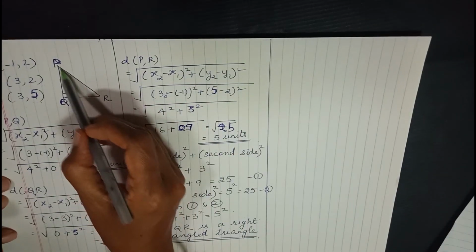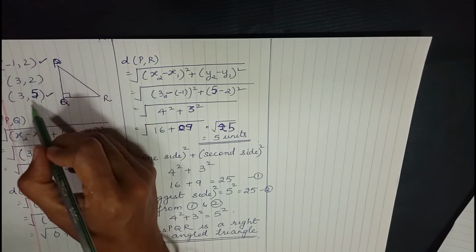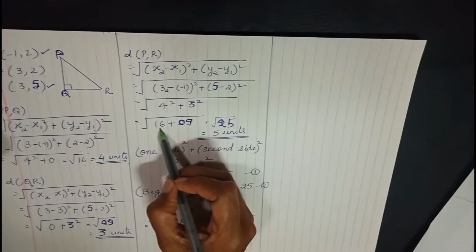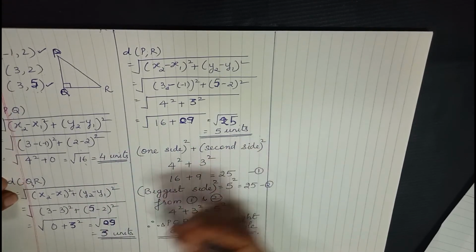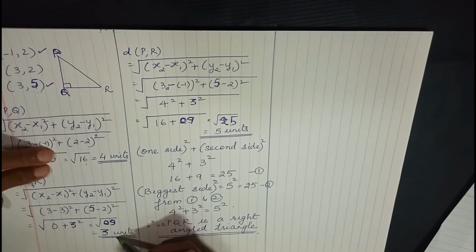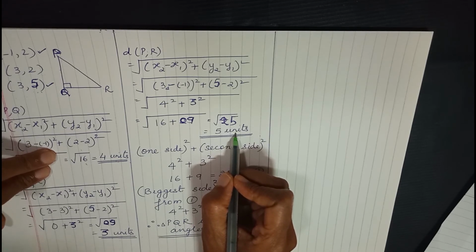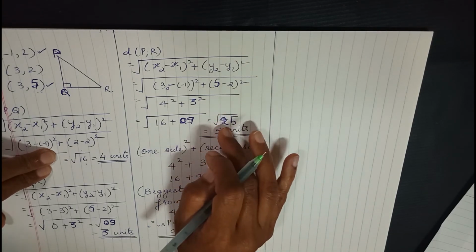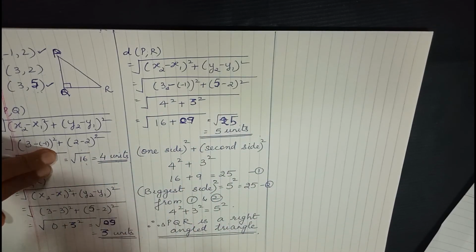Then the last one, which is PR. For that I use P and R, so P becomes x1, y1 and R becomes x2, y2. Using that, again in the distance formula, I get root 25, which is 5 units. So now you can see I got the three distances, or the three sides of the triangle: 3 units, 4 units and 5 units. Now, to prove this is a right-angled triangle, I will be using the converse of the Pythagoras theorem. You know the Pythagoras theorem, which states that the biggest side squared will be equal to the sum of squares of the other two sides, the smaller sides.